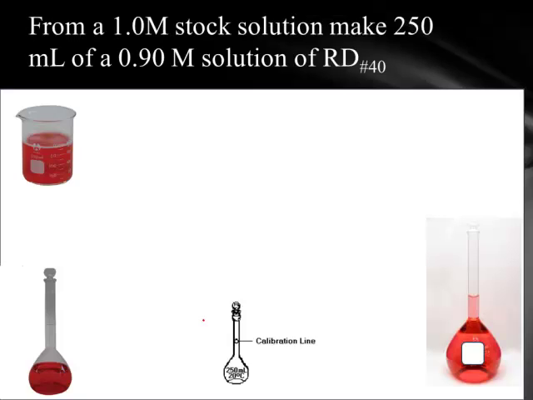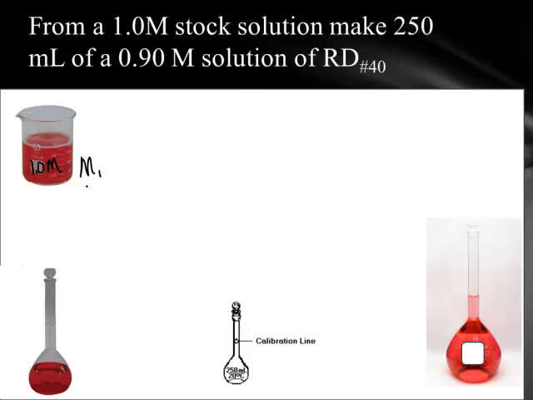So here's our first question we're going to pose. For my 1 molar stock solution, make 250 milliliters of a 0.9 molar solution of red dye number 40. That means right here we are starting off with a stock solution of 1.0 moles per liter, and we just have that in a beaker of some kind. We're going to call this molarity number 1 because that's the molarity we are starting with.